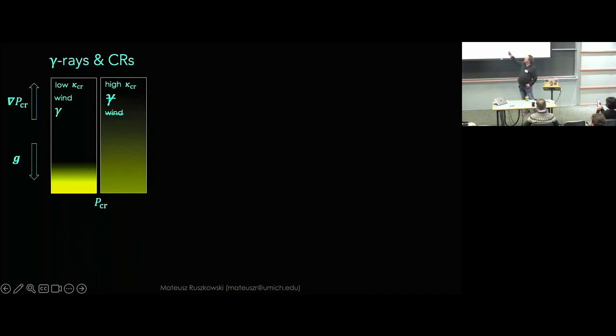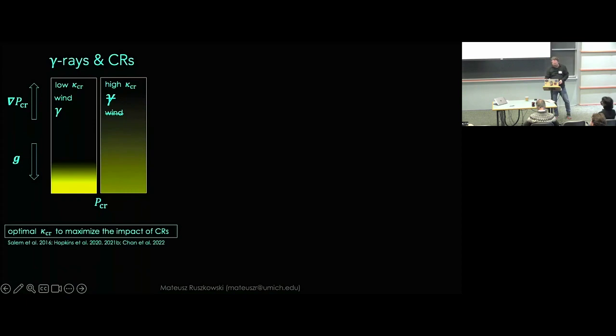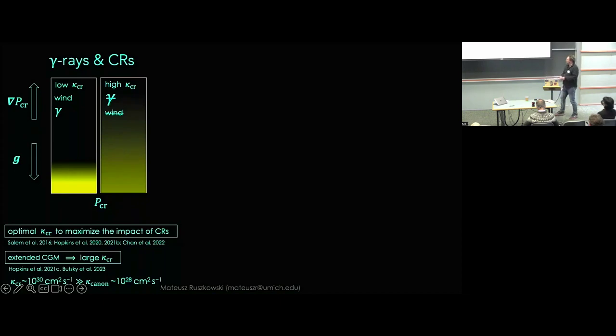You don't produce a wind, but you also don't produce any gamma ray emission. So there's some sweet spot for the transport that has been argued by a number of people, some optimal range where you can drive the wind without overproducing gamma rays. And overall, it turns out, according to these ideas, that kappa has to be very large, much larger than the reference number that I introduced in the beginning.